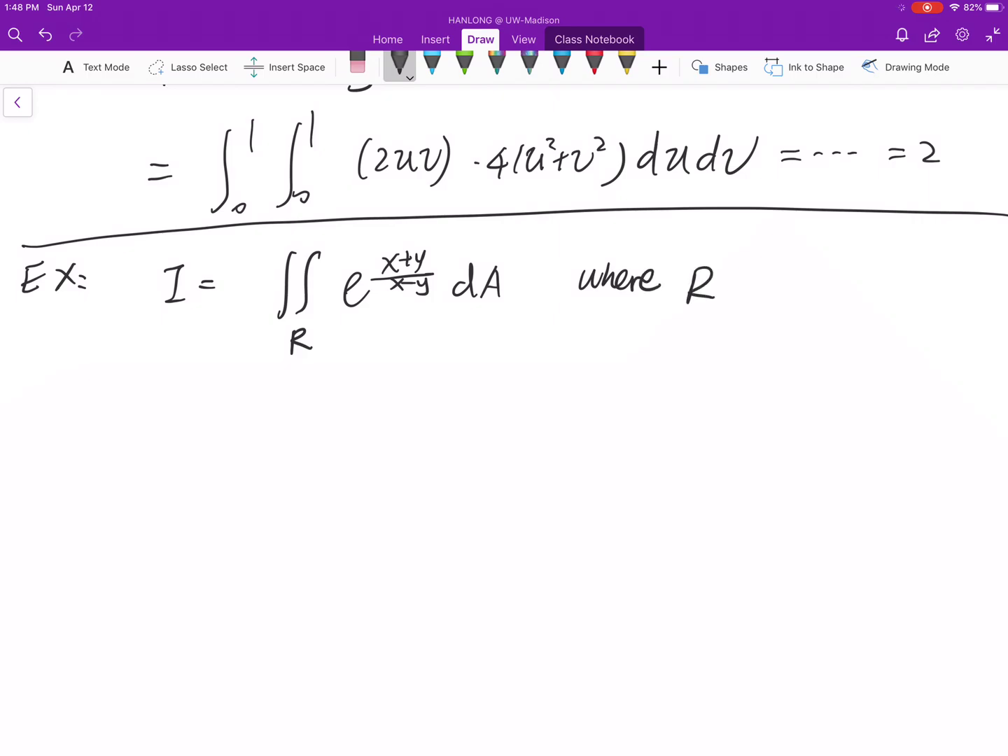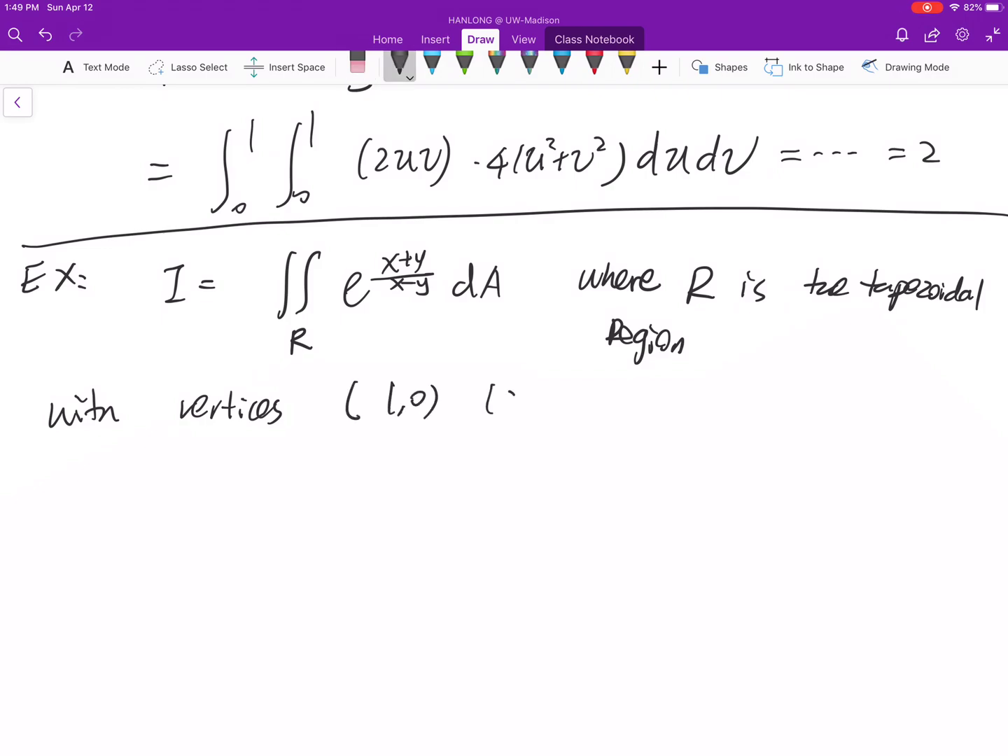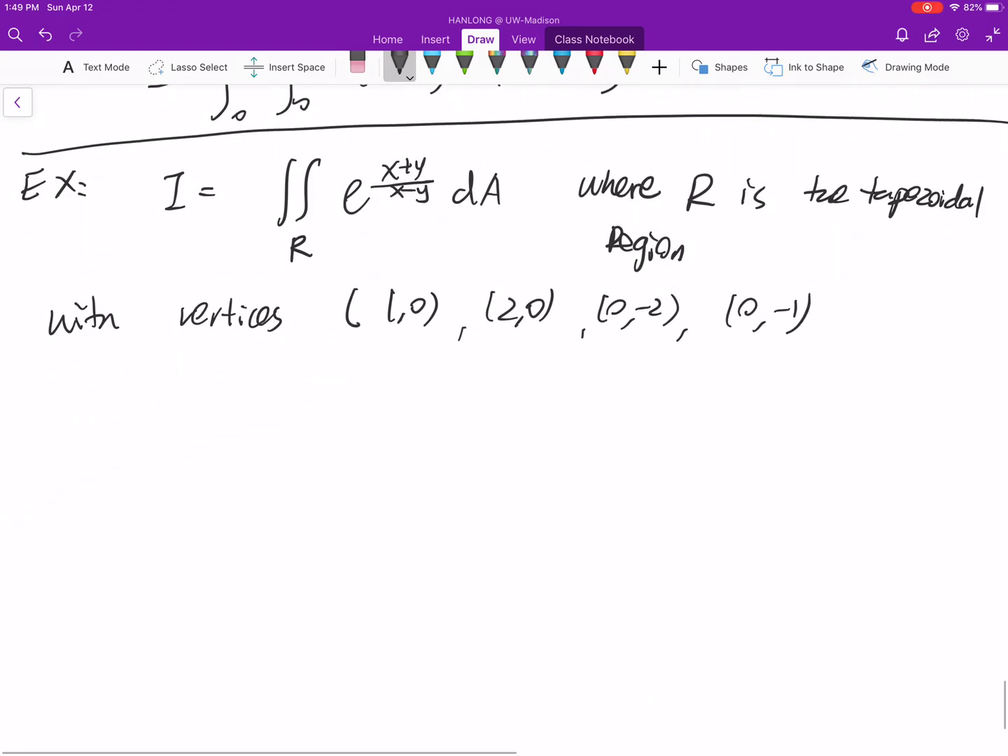So where R is the trapezoidal region with vertices (1, 0), (2, 0), (0, -2), (0, -1).